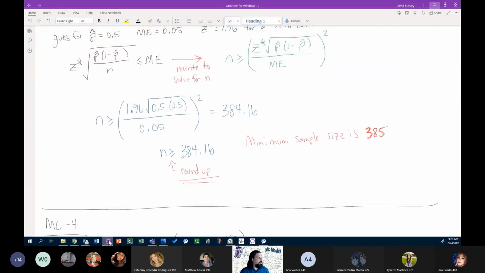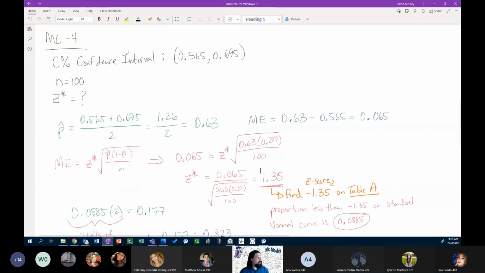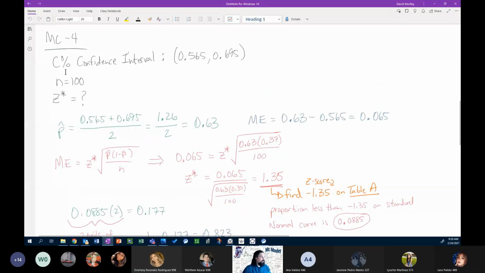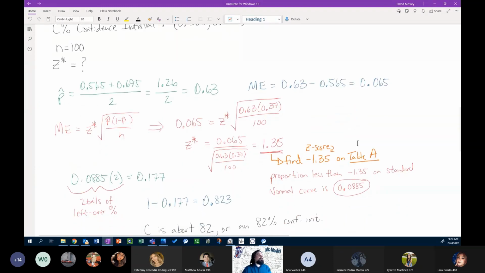And again, we have our work for that. It's a little bit more work. We know that the confidence interval is 0.565 to 0.695. We know the sample size. We do not know Z star yet because we need the confidence percent or some other math done before we can get there.